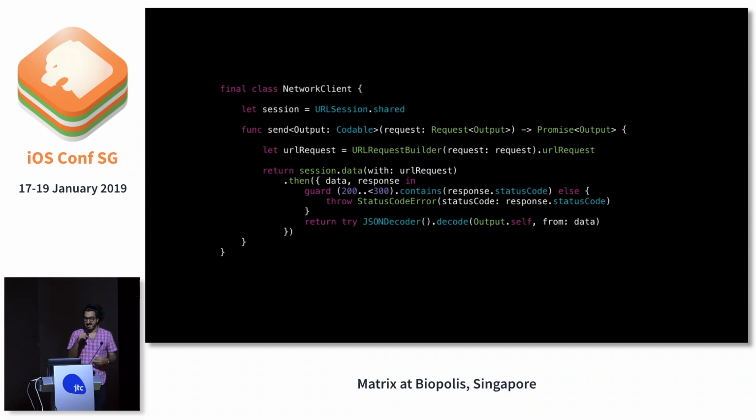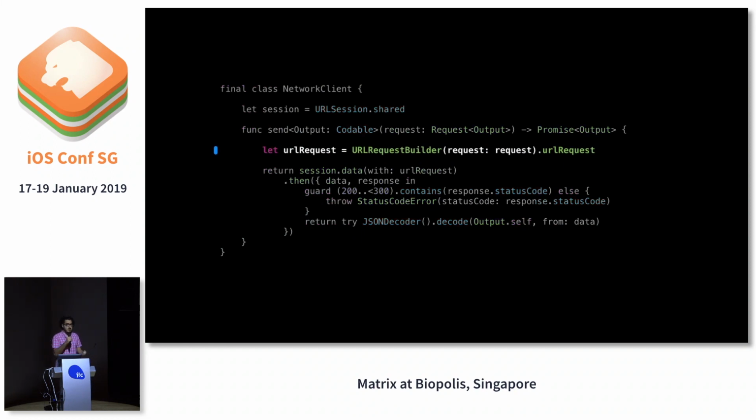Okay, so here's some code that I really like. What this code does is it's a network client. It takes requests, sends them, decodes the JSON response and returns it. If you want to step through this code line by line, you can look through the main function of this class. It creates a URL request, uses the URL session to send that request, checks the status code and makes sure it's between 200 and 299, and if not, throws a status code error. And then lastly, decodes the JSON.